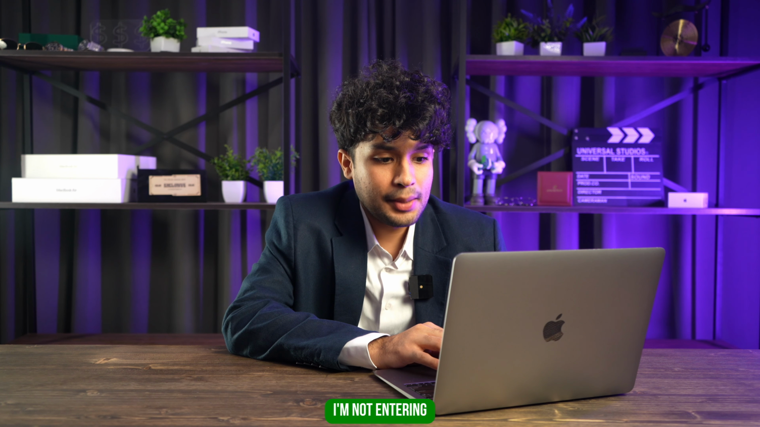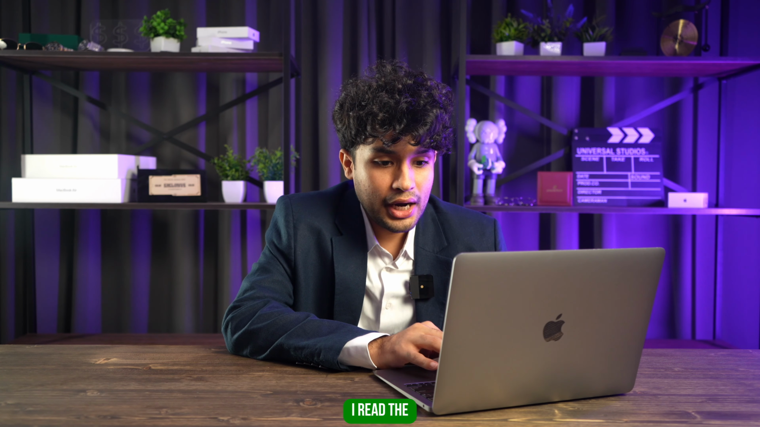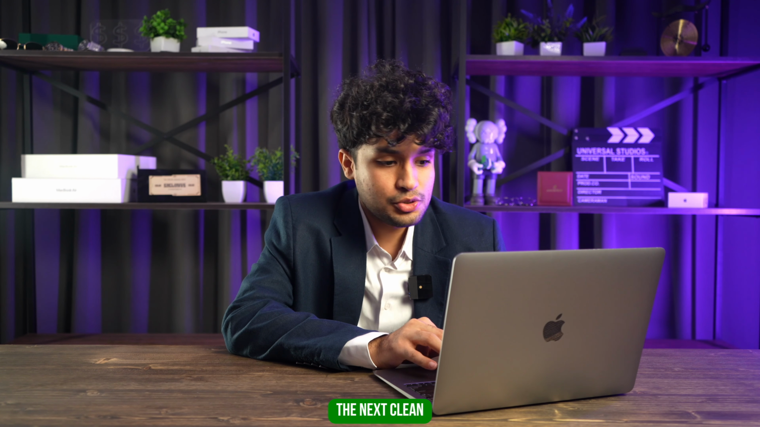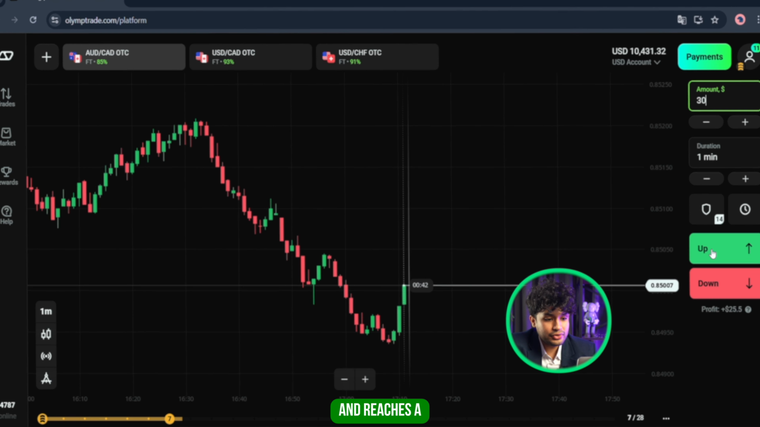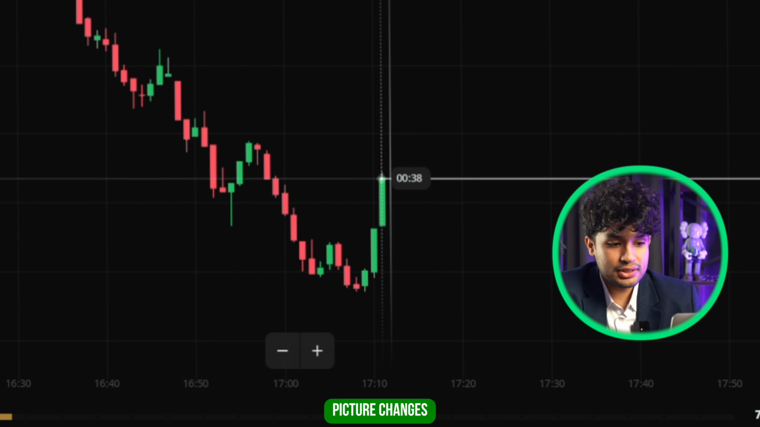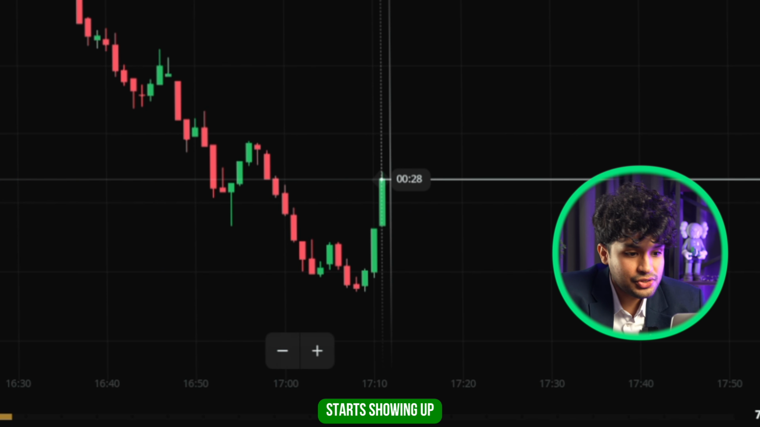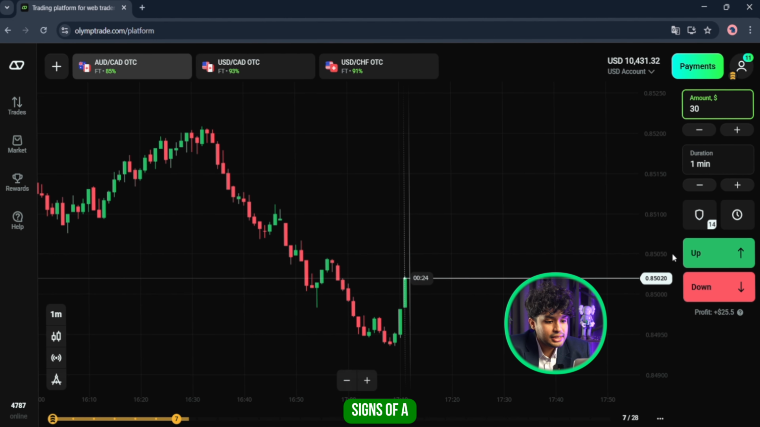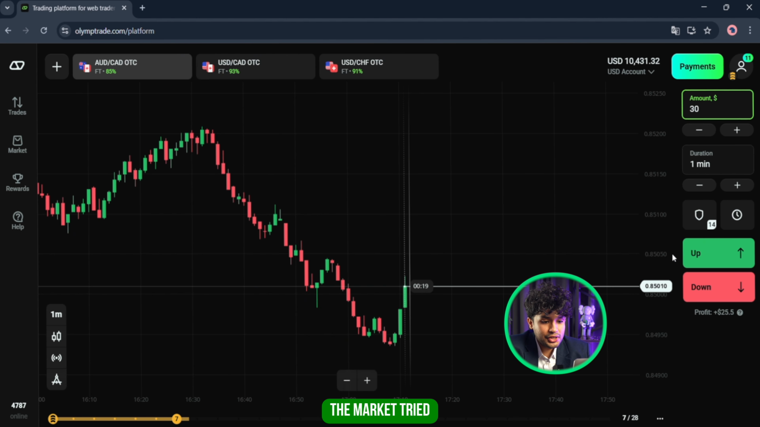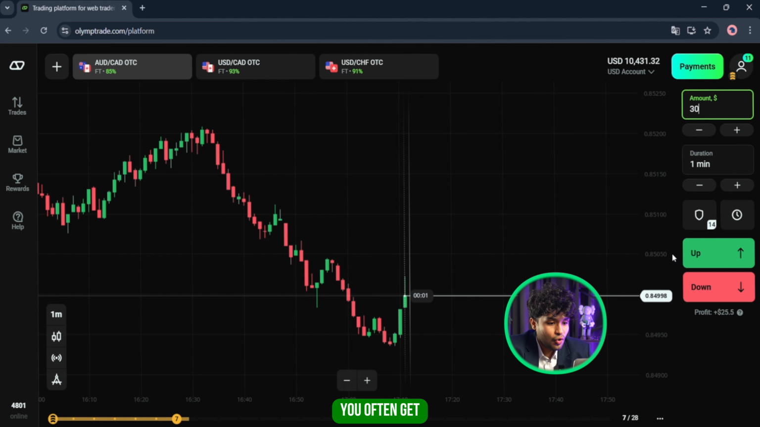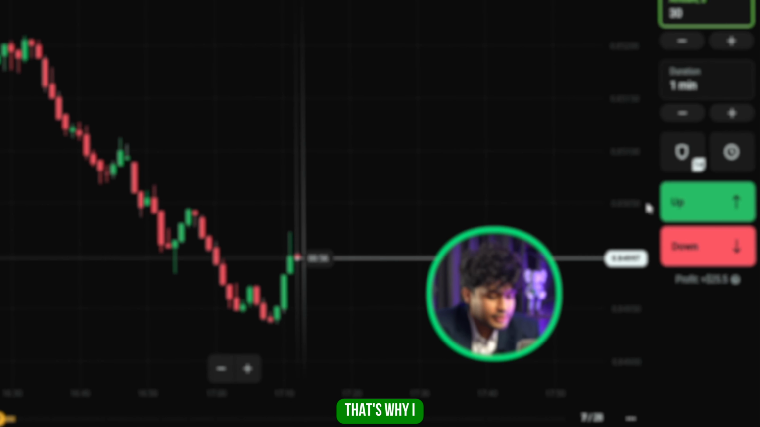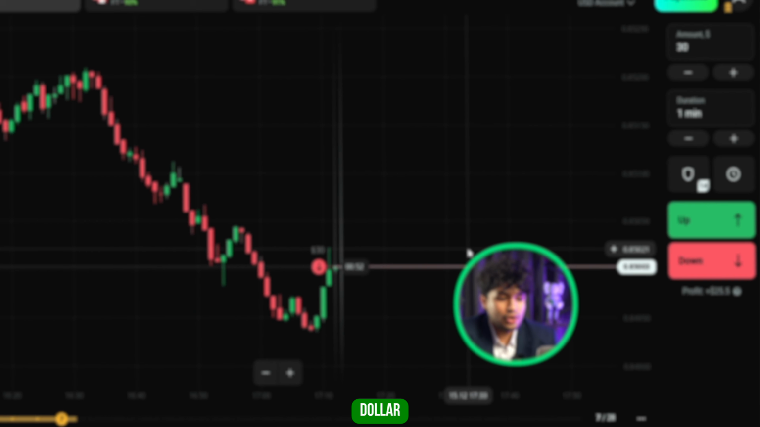And this part matters. I'm not entering because the last one won. I read the market again and look for the next clean spot. Price moves up and reaches a local high, and now the picture changes. The candle bodies get smaller. The upper wick starts showing up. These are early signs of a potential pullback. The market tried to continue up but got met with selling, and price didn't hold up confidently. At a local high, you often get profit taking and resistance. That's why I decide to enter down with $30.